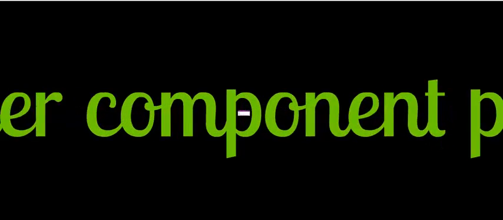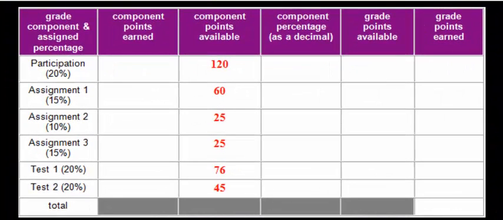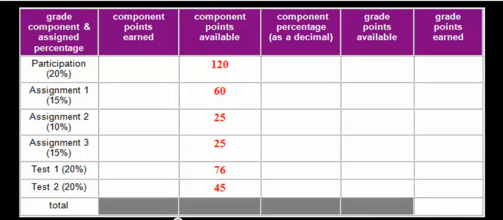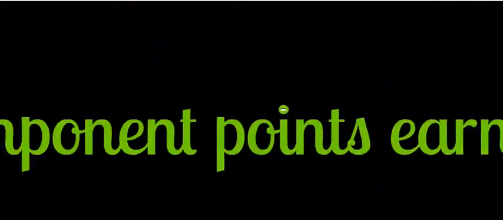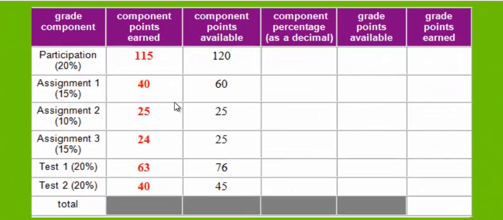Okay, so step one, you're going to enter the component points available. How many points are available? To determine this, you go to the assignment in the grade center, and it will tell you that this assignment is worth 33 points, or this assignment is worth 67 points. So you would enter that information right here. So this assignment was worth 120 points, and you would enter that. The next thing you would do is enter the points that you actually earned. So on assignment 1, it was worth 60 points, and you earned 40 points. Assignment 2 was worth 25 points, and you earned 25 points.